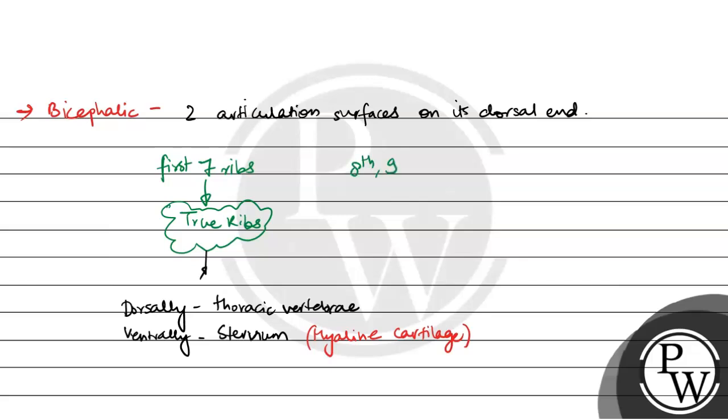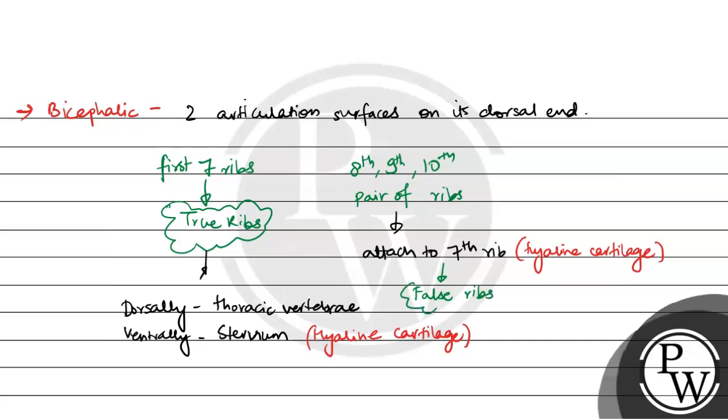Eighth, ninth and 10th pair of ribs जो होते हैं, they do not directly attach to the sternum, but rather they attach to the 7th rib. They attach to the 7th rib on the ventral side with the help of the hyaline cartilage itself. Therefore, these are called the false ribs और the vertebrochondral ribs भी इनको बोला जाता है.